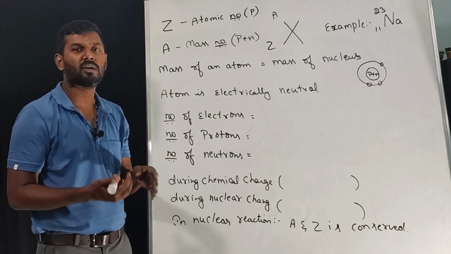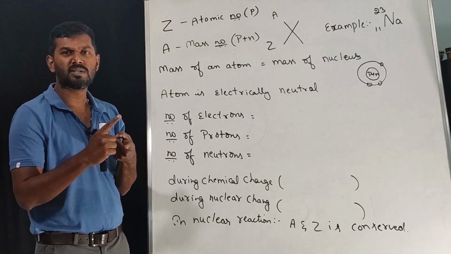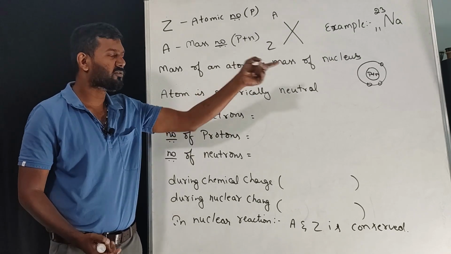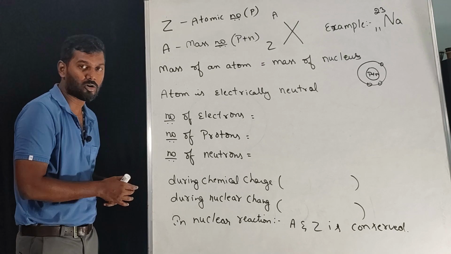So if you remove the electrons, we are left with only protons and neutrons, and those are also inside the nucleus. That is, the mass of the nucleus is nothing but the mass of the protons and neutrons, since the mass of an electron is negligible.